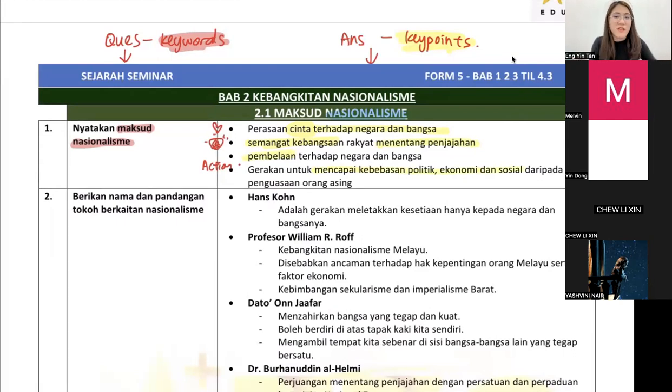Nationalism is never just a thing that you say saja, cakap saja. You need to take action. Gerakan mencapai kebebasan politik, ekonomi, sosial daripada penguasaan orang asing. So you see, it's an action. This too is an action. It's a tindakan. What is pembelaan? Perjuangan. Like you fight for your rights. Perjuangan. Dekat sini, maksud nasionalisme.